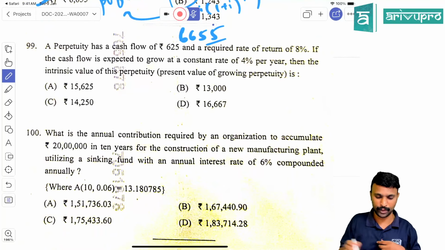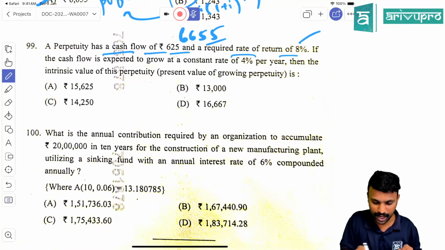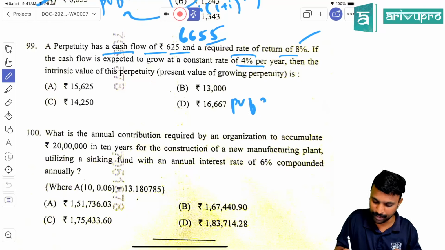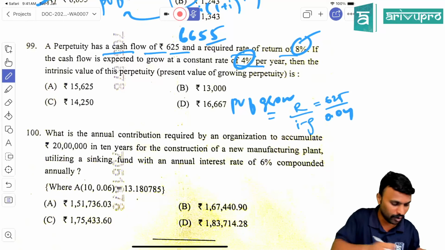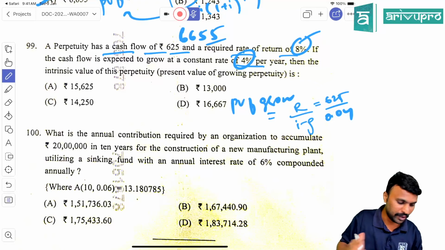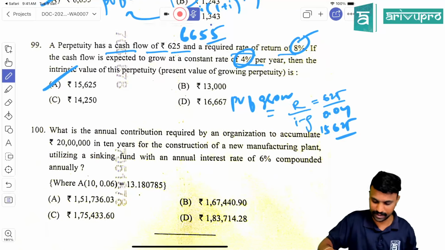Moving on to 99th question. The perpetuity has a cash flow of 625. Required rate of interest is 8% and growth rate is 4%. So PV of growing perpetuity. So formula is R divided by I minus G. So 625 divided by 8% minus 4% is 4%. That is 0.04. So 625 divided by 0.04 gives you 15,625. Option A is the right answer.